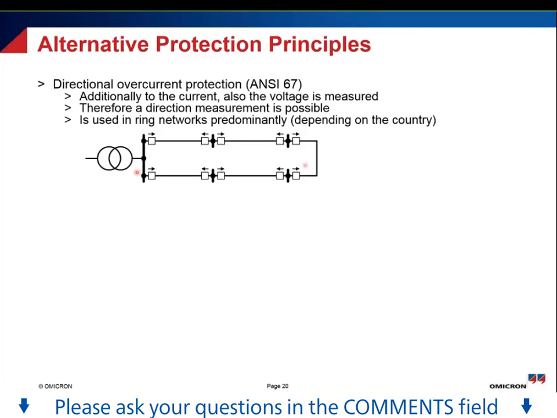So if, once again, I have a fault here, the current flows through this direction, then the relay sees that it's a fault in reverse direction, so it should not operate. So in this case, this relay is not operating for a fault here, so only this and this relay, and then everything is fine. This directional overcurrent is mostly used in ring networks.